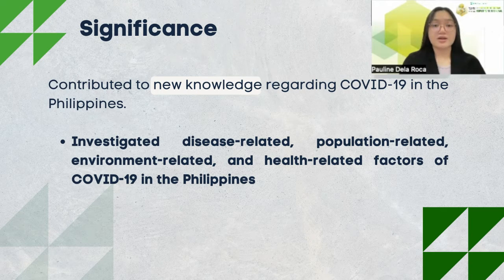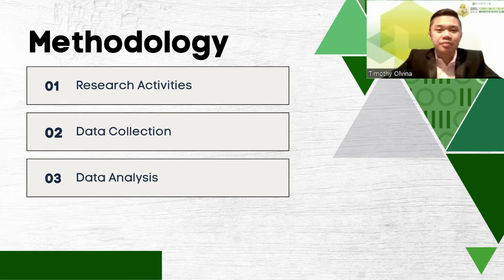As such, identified high-risk areas can inform policymakers in setting priorities in health and COVID-19 mitigation policies. By doing so, the research findings bring new knowledge regarding the COVID-19 in the Philippines. In particular, the research included more factors of COVID-19 cases and relative risks, namely disease-related, population-related, environment-related, and health-related. To our methodology. First, let's discuss the research activities.